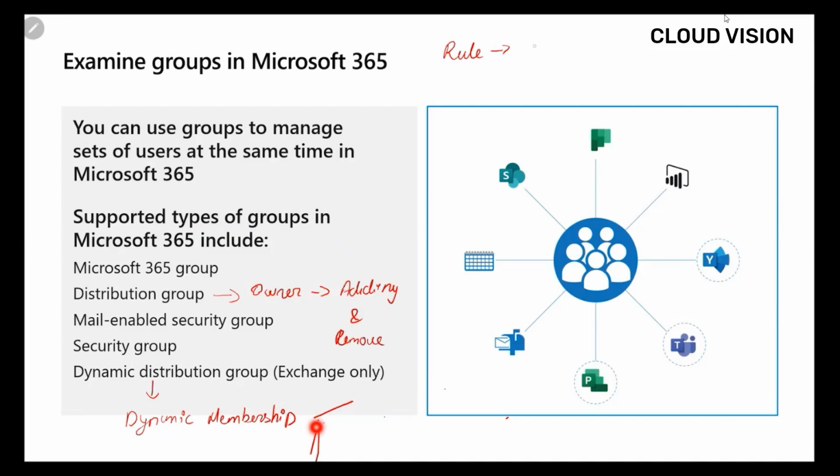For example, if I'm creating a dynamic distribution group like IT at contoso.com, I can create a rule where I can say all the users in my organization that have the department attribute set to IT, go ahead and add them in this group. So over here, the attribute that I'm targeting is called the department attribute. Similarly, you can target different attributes as well, like location, city. You can also target some custom attributes depending upon your requirement.